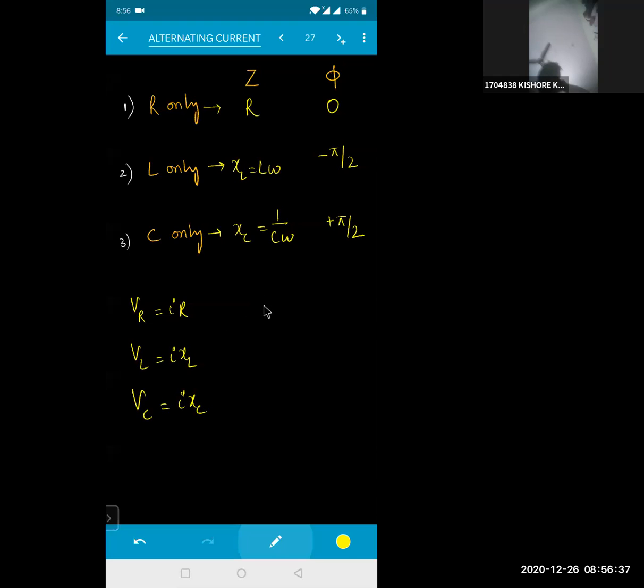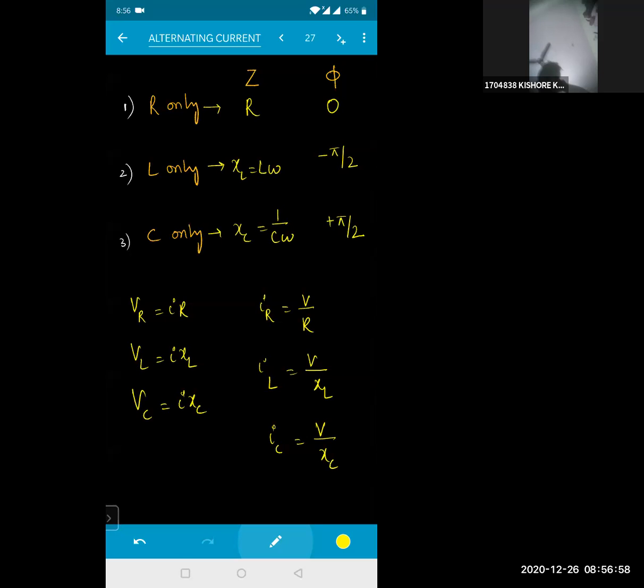If I need to write the current through the resistor, it will be equal to how much? V by R. Current through the inductor will be equal to how much? V by XL. If I need the current through the capacitor, that will be equal to V by XC. So just like series and parallel combinations, you try to do the problems.